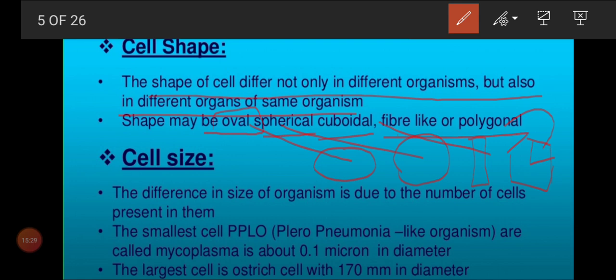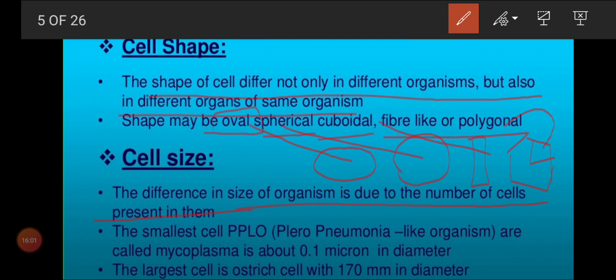Okay, now we know cell number and cell shape. Next we'll see cell size. Actually, the difference in size of organisms is due to the number of cells present in them. For example, human beings are well advanced organisms, but compared to human beings, many other animals like elephant and rhinoceros are big. Why? Because compared to human beings, elephant and rhinoceros contain more number of cells.